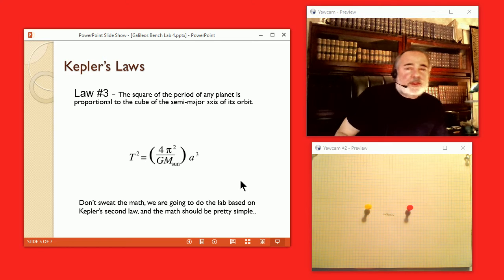Now, Kepler's third law is a bit confusing. In fact, we have in here inserted some of Newton's work. But don't sweat the math, because we're going to do this lab based on the second law, and the math should be pretty straightforward.